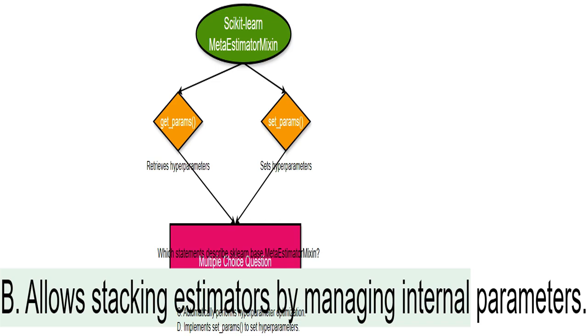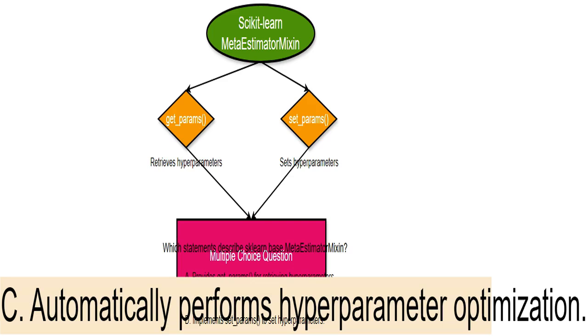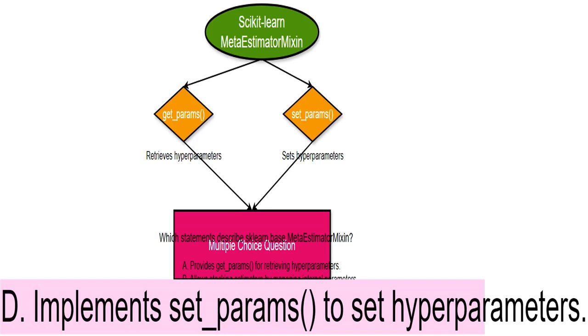Option C indicates that the class automatically optimizes hyperparameters via cross-validation. Cross-validation is a method to evaluate model performance robustly. However, hyperparameter optimization is a separate process often done with classes like GridSearchCV or RandomizedSearchCV in Scikit-learn. Therefore, this is not a function of MetaEstimatorMixin.